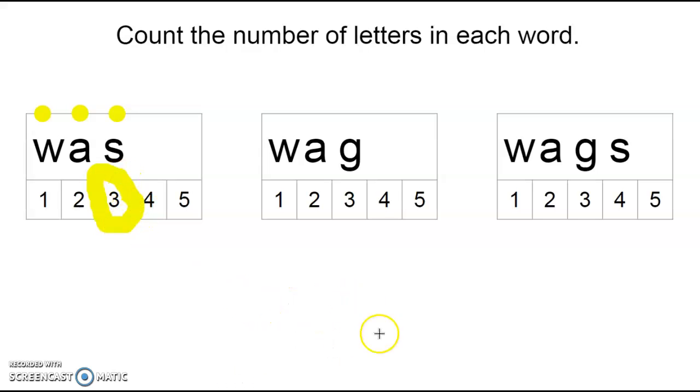Our second word is wag. Wag is spelled W-A-G. Let's count the letters together. 1, 2, 3. Wag has 3 letters in it.